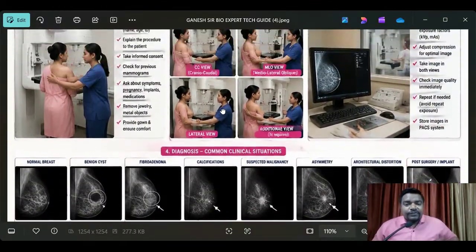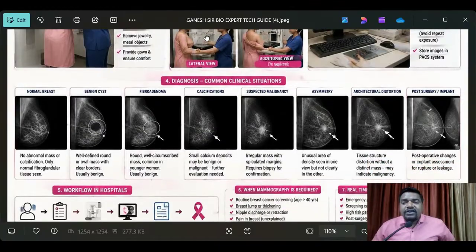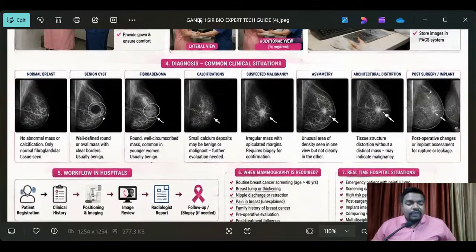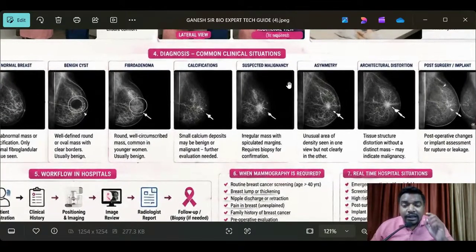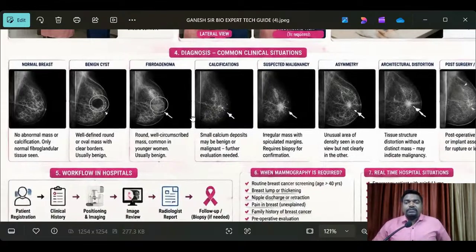After keeping all these positions, then after diagnosis, common clinical situations, how they look, I'm going to share here. Is it clear and visible? These are the images. This equipment is important for visibility and clarity, so we can diagnose the issues, whatever issues are in the breast. So for diagnosis, common clinical situations: normal breast, how it looks, with no abnormal mass or calcifications, only normal fibroglandular tissue.